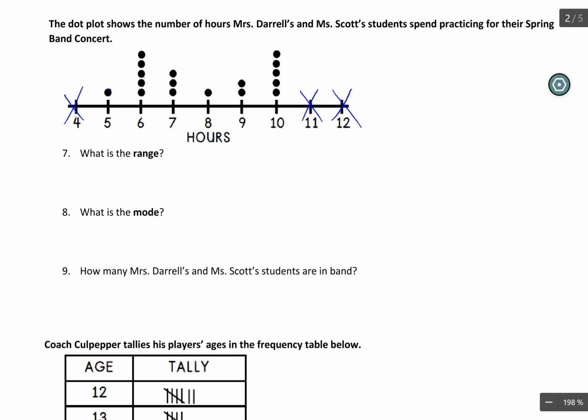And so my range is my highest, which is 10, minus my lowest or my minimum, which is 5. So 10 minus 5 is 5. Then the mode. Well, the mode is which ones appear the most.